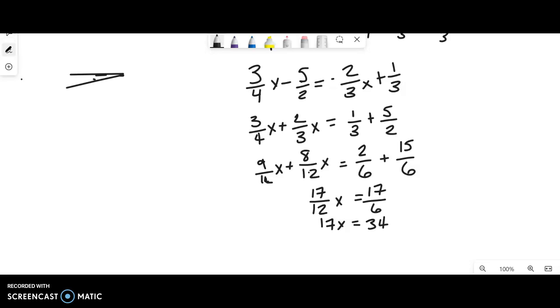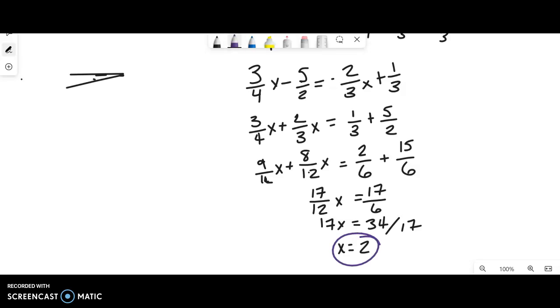Okay. And so again, I'm just going to tell you what I did here. I took this 12 from the bottom that's being divided. I moved it over here and I said times 12. And then in my calculator I did 17 times 12 divided by 6. That equals 34. Okay, now I know that 17x equals 34, and if I go 34 divided by 17, I'm going to get that x equals 2.